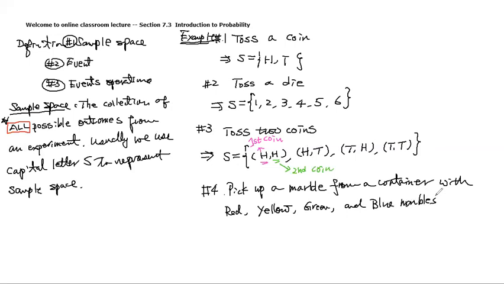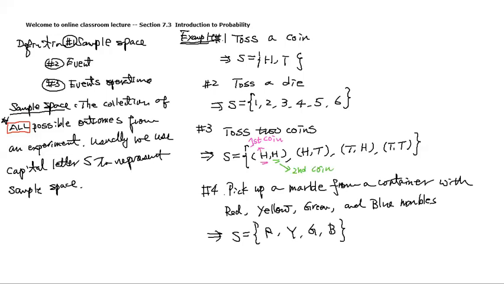All right. So right now I said, okay, I want to pick up a marble, and this container has 4 different types of marble: red, yellow, green, and blue. Then I know my sample space is here when you pick up one marble. So your sample space could be: you get a red one, you get a yellow one, you get a green one, or you get a blue one. So that's what we call the sample space, right?